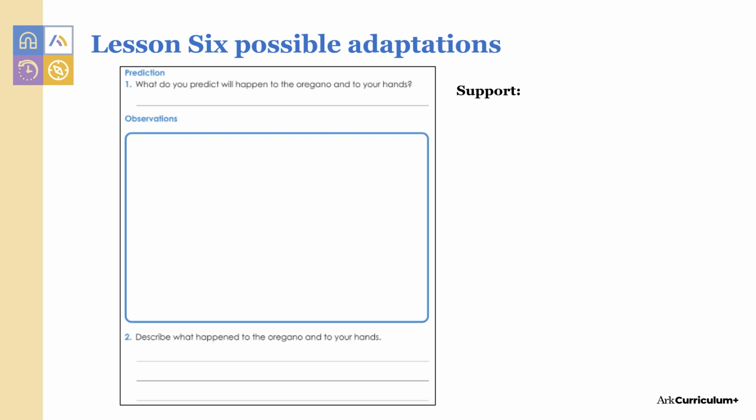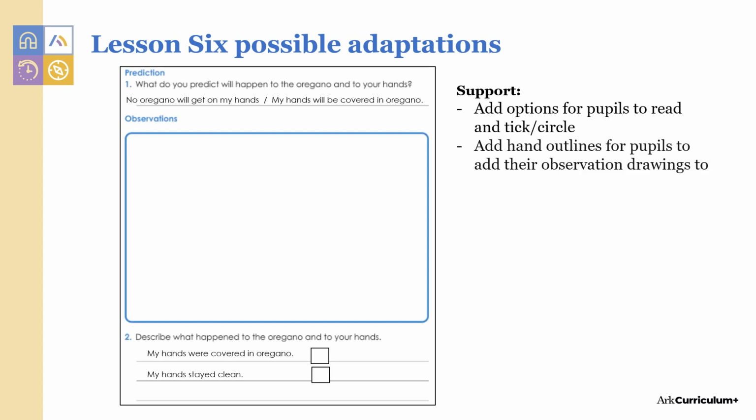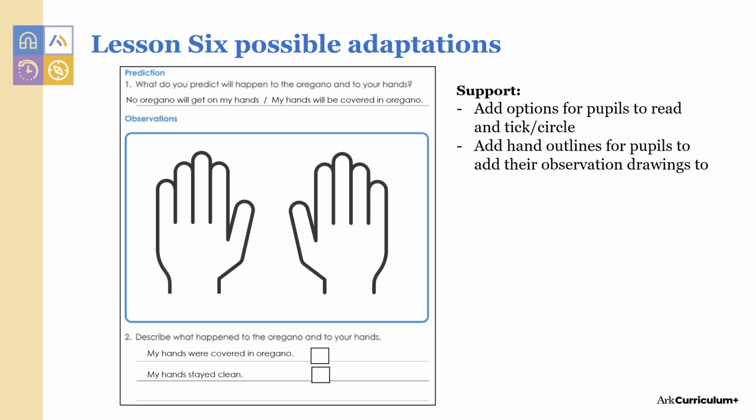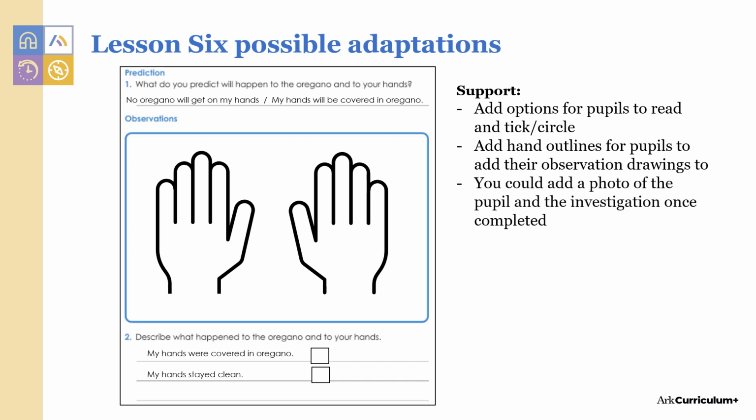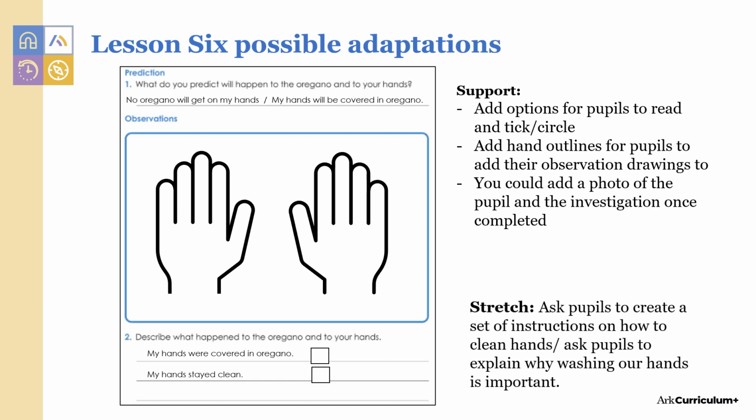In lesson 6, pupils will complete an investigation where oregano and moisturiser are used in pupils' hands to demonstrate the spreading of germs. To support pupils with writing up the investigation, you could add options for pupils to read and tick or circle. You could add hand outlines for pupils to add their observation drawings too. You could add a photo of the pupil and the investigation once completed. And to stretch pupils, you could ask pupils to create a set of instructions on how to clean hands and ask pupils to explain why washing our hands is important.